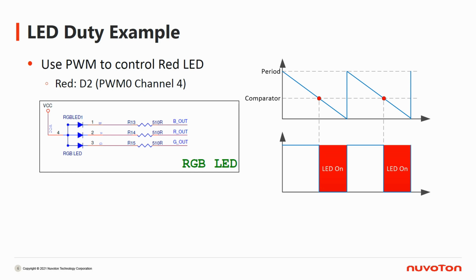By the example below, if we use PWM to control the red LED light by the period and duty on the right-hand side, the red LED light will be on when it's off duty. This is an example to show that you can use PWM in a different way according to the application.